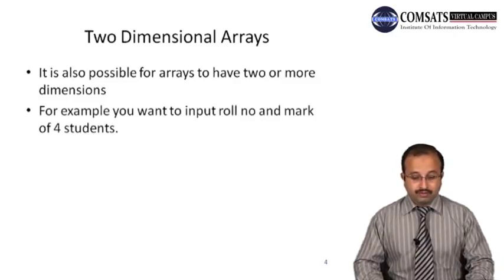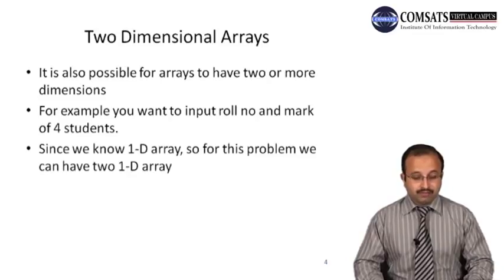For example, you want to input roll number and marks of 4 students. So roll number and marks are input, and 4 students के आपने roll number और marks input लेने हैं. So what are the possible ways to write the program? Since we know one-dimensional array, for this problem we can have two one-dimensional array. So first one-dimensional array is for the roll number, and the second one-dimensional array is for the marks.